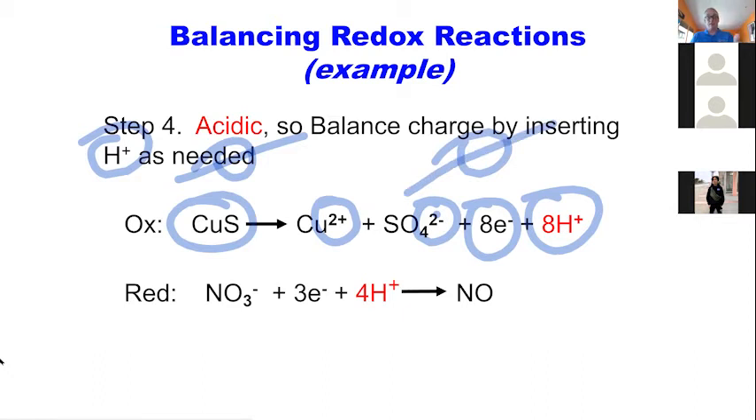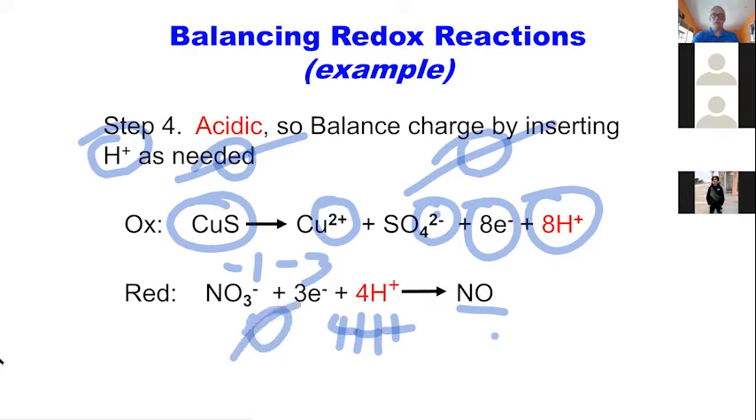Now we look at the reduction reaction. We have a -1 here, and we have -3 for the 3 electrons. There's no charge on this side, so we need 4 protons to give us no charge on this side, no charge on that side. So now we've balanced our charge on both sides.